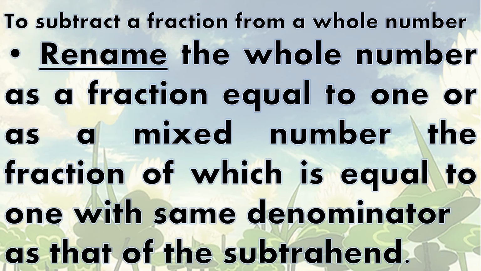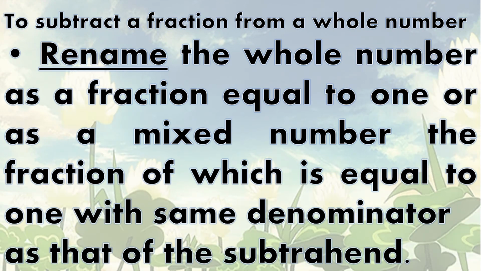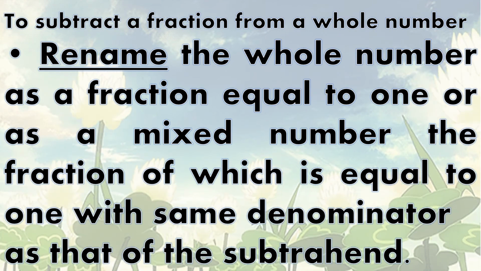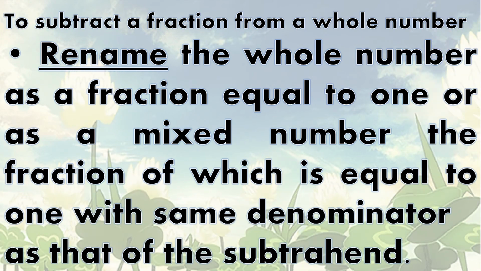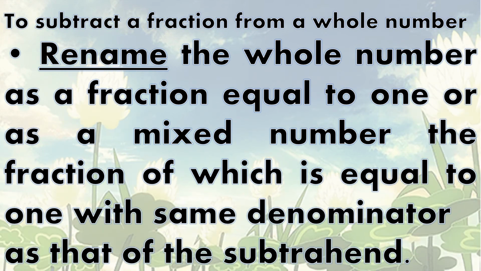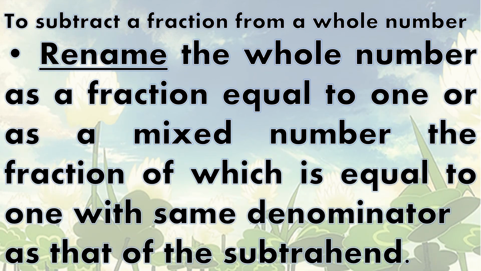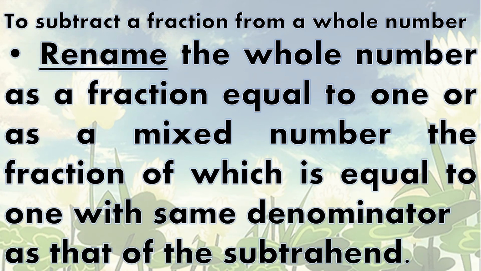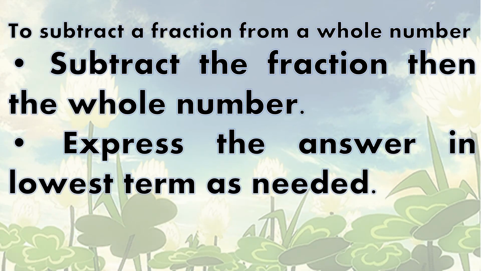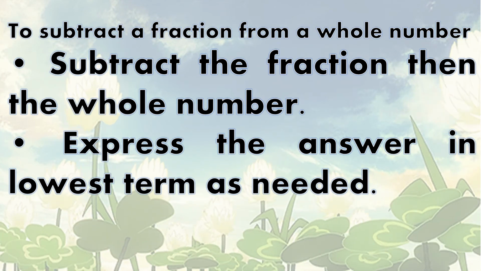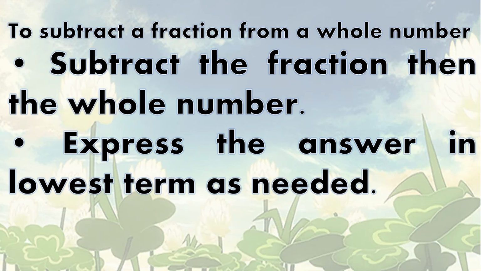Okay, so remember class, to subtract a fraction from a whole number, rename the whole number as a fraction equal to 1 or as a mixed number, the fraction of which is equal to 1 with the same denominator as that of the subtrahend. Then subtract the fraction, then the whole number. Express the answer in lowest term as needed.